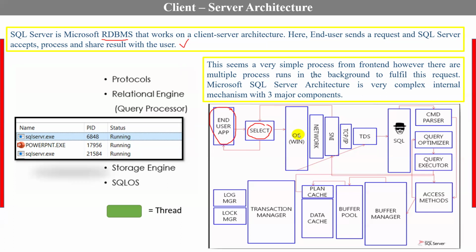This seems a very simple process from the front end. In a single line, you will send a request, SQL will accept the request, SQL will process the request, SQL will send the result to the user. It's very simple, sir, from the front end. However, there are multiple processes running in the back end to fulfill the request. It's simple when you discuss the front end, but when you go to the back end, there are lots of processes running. Please make a note.